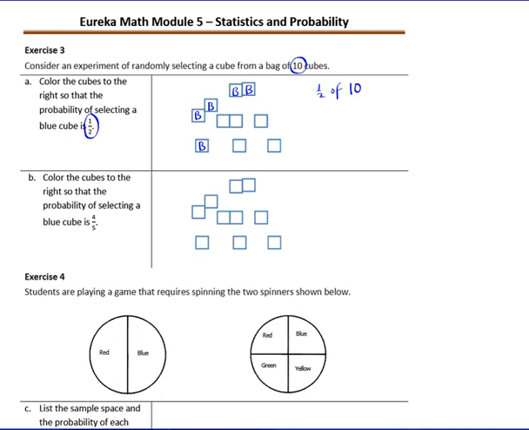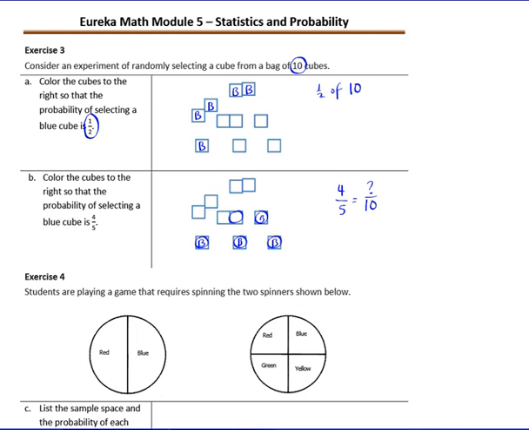Next, color the cubes on the right so that the probability of selecting a blue cube is 4 out of 5. So 4 out of every 5. Well, we have 10 cubes, so we'll need to use a proportion. 4 out of every 5 would be how many out of 10? Well, let's take a look. If we have 1, 2, 3, 4, 5, and 4 out of 5 is blue, so that would be blue, blue, blue, and blue. And then we'll leave that 5th one alone.